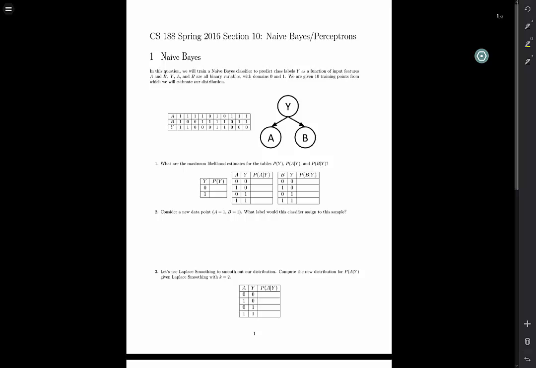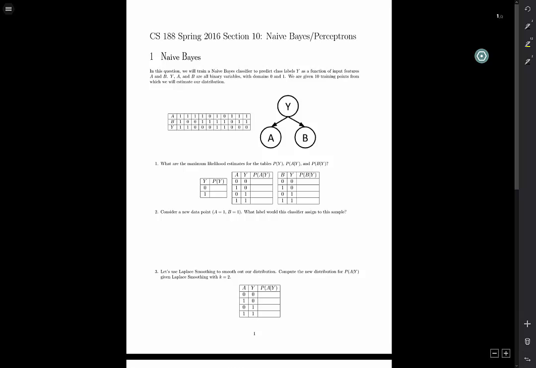So the first question that they ask is, what are the maximum likelihood estimates for the tables probability of y, probability of a given y, and probability of b given y? So the maximum likelihood estimates will be the counts divided by the total number of samples. So let's do this by example.